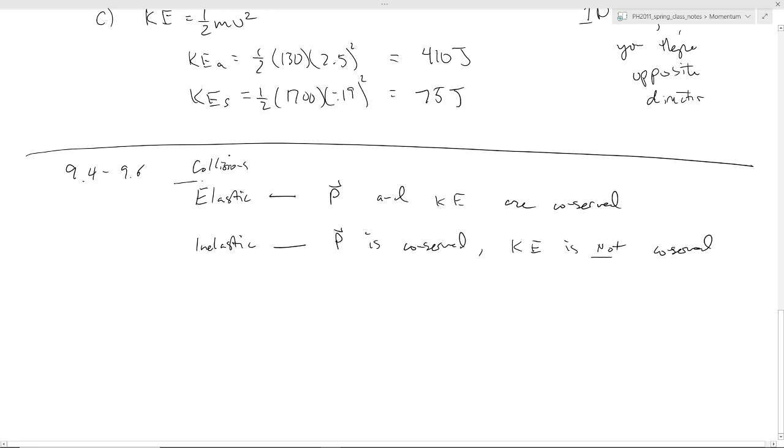And then there's a subtype. So when we say that it's not conserved, this could mean anywhere from you lose a little bit of energy to you lose a lot of kinetic energy. It depends on the circumstances. And one special case of inelastic collisions is a completely inelastic or perfectly inelastic collision.